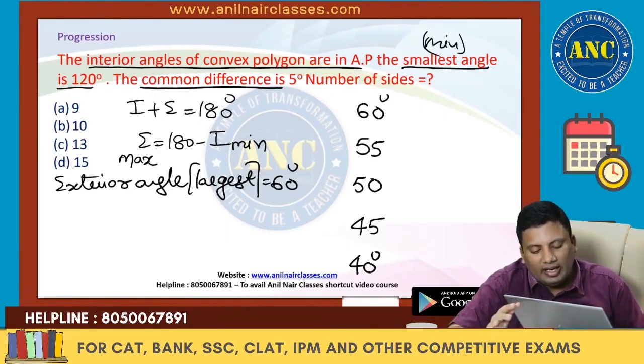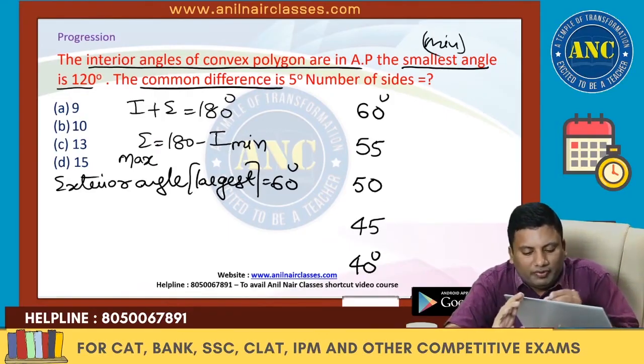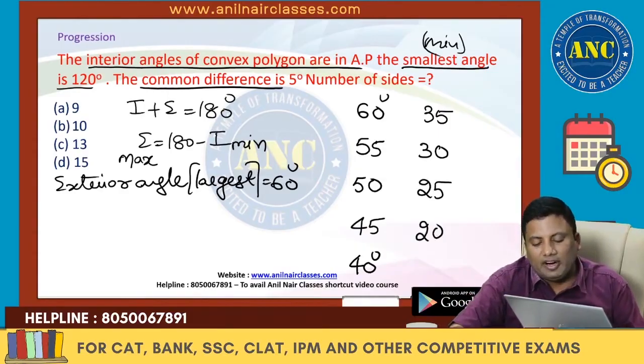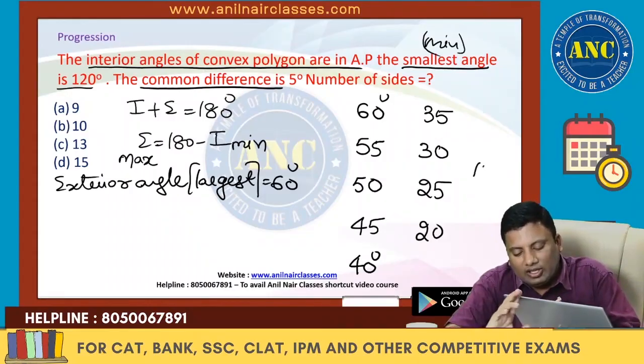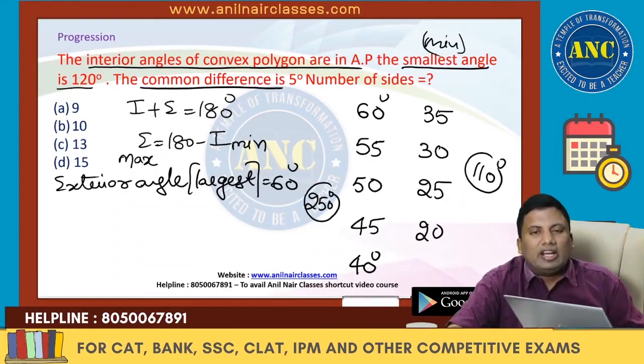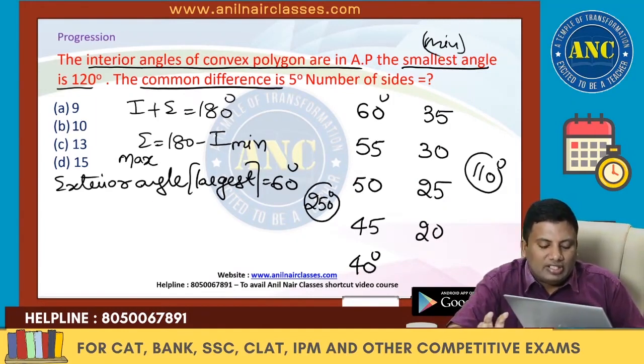60, 55, 50, 45, 40, 35, 30, 25, 20. 20 plus 20 is 40, 40 plus 60 is 100. This is 110 degrees, and this is 250 degrees. 250 plus 110 is 360 degrees. The sum of the exterior angles is 360 degrees.